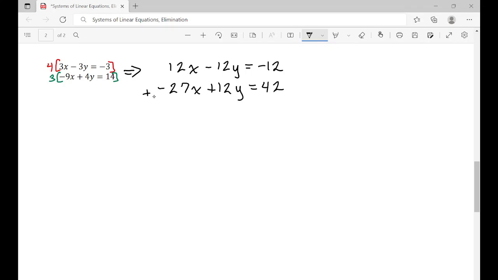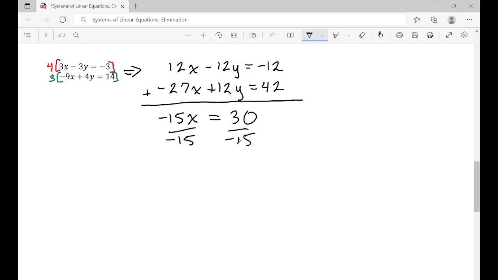And now I'm going to add these equations together. So negative 27x and 12x is going to give me negative 15x. The y's cancel out, so they're gone. And then negative 12 and positive 42 is going to give me positive 30. And now I'm going to solve for x by dividing by negative 15. So x is going to give me negative 2.